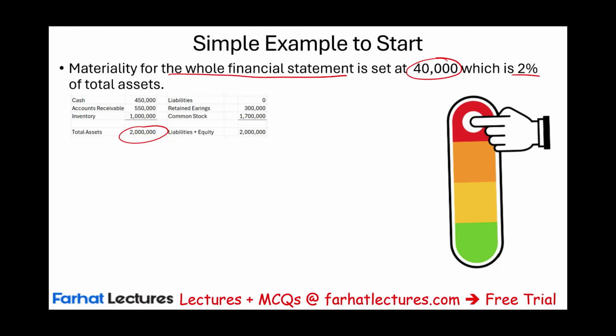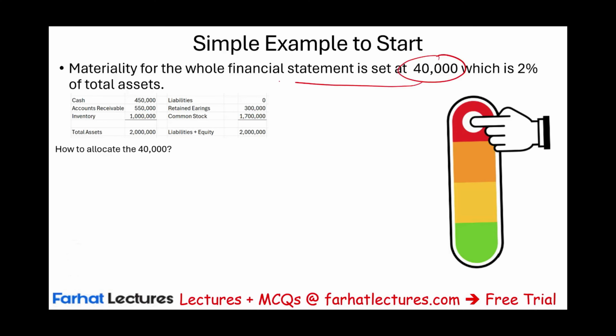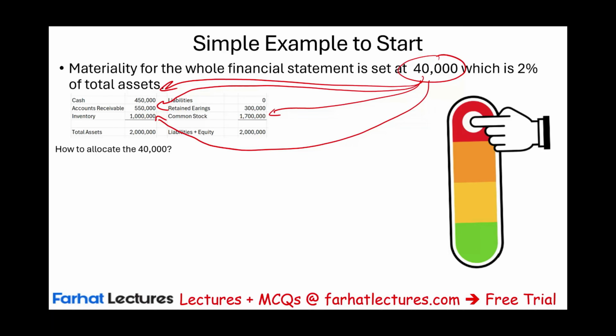And for the sake of this example, we're going to be auditing cash, account receivable, inventory, and common stock. Retained earnings is the cumulative amount, already audited from the prior year. Therefore, we need to focus on the other 4 accounts. Excellent. The question becomes how to allocate this $40,000. Remember, the performance materiality is when you allocate this $40,000 and we identified 4 accounts we are going to be auditing. So how much are we going to be allocating? Well, let's start simplifying things, and we're going to say we're going to allocate it equally between all 4 accounts.